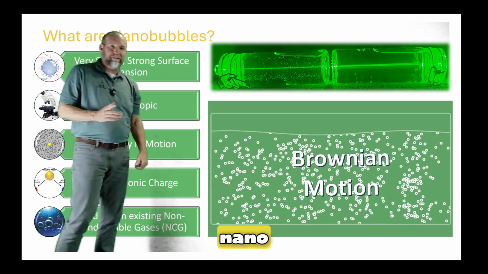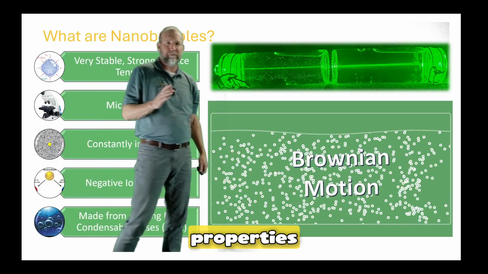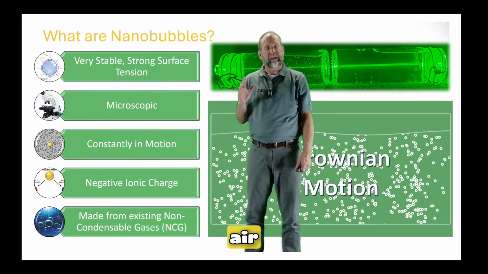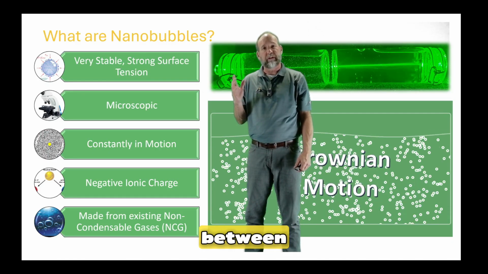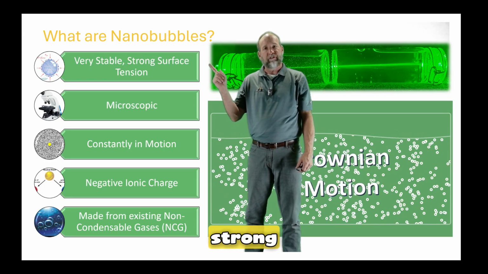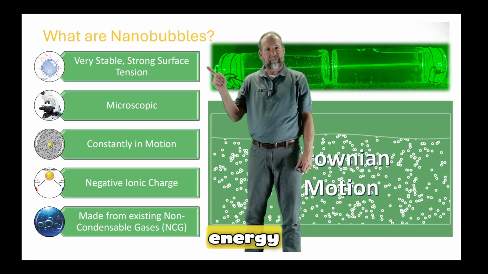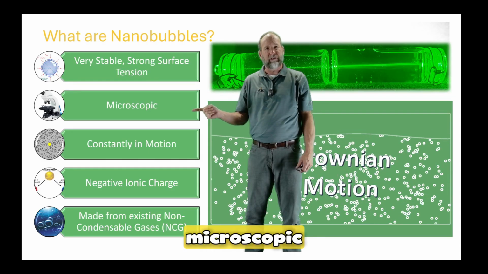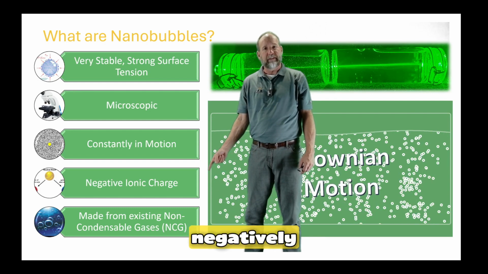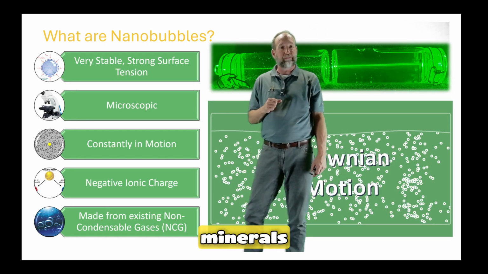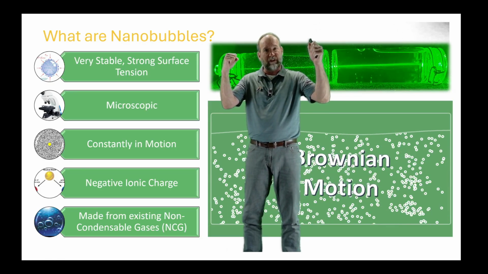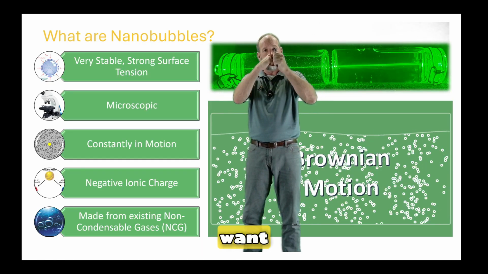Let's talk a little bit about nanobubbles, okay? What are some of the properties of nanobubbles? Nanobubbles are nanoscopic air bubbles, typically between 50 and 200 nanometers in size. They have very strong, stable surface tension, a lot of energy inside of them. They're nanoscopic, constantly in motion. We're going to talk about that. Negatively charged. Remember, we talked about the minerals being positively charged, the nanobubble being negatively charged. Negatives and positives, they want to get together.